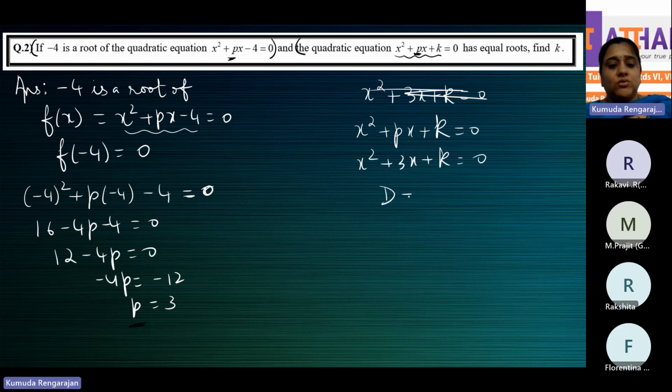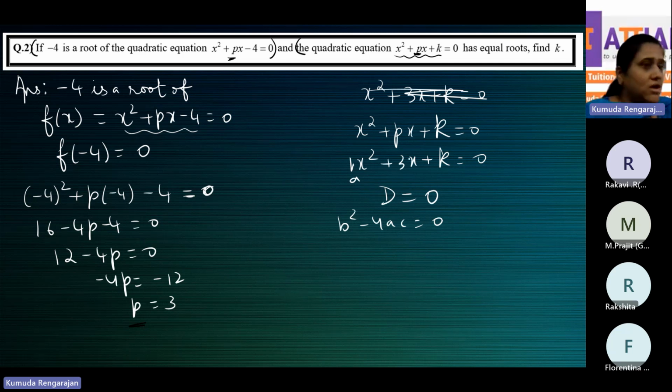Now D is equal to 0 because of equal roots. D equal to 0 means b square minus 4ac is equal to 0. Correct? Now what's this? A, B, C are numbers, meaning the coefficients of x square, x and the constant.